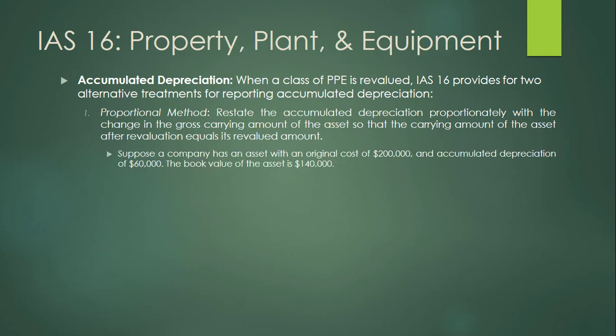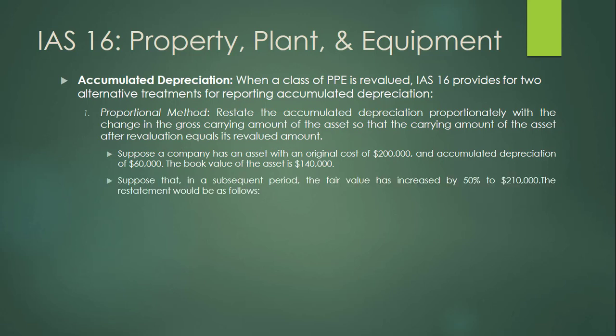So let's suppose that a company has an asset with an original cost of $200,000 and accumulated depreciation of $60,000. The book value of the asset is therefore $140,000.